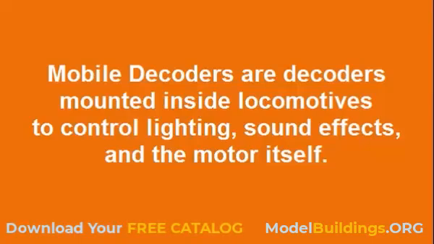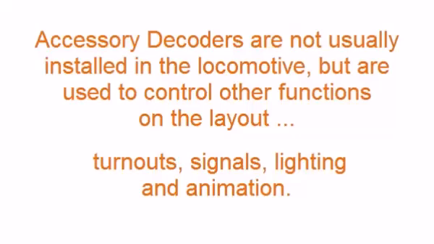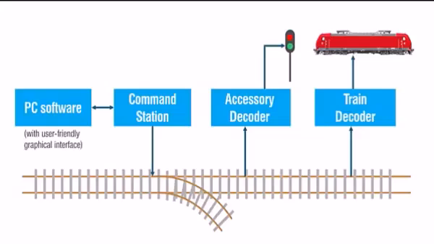Mobile decoders are decoders mounted inside locomotives to control lighting, sound effects, and of course the motor itself. Mobile decoders are available in various sizes to match the power requirements of different scale locomotives. Accessory decoders are not usually installed in the locomotive, but are used to control other functions on the layout such as turnouts, signals, lighting, and animation.